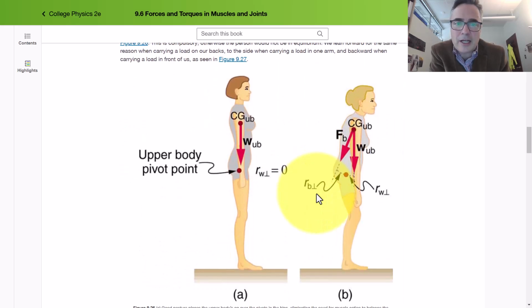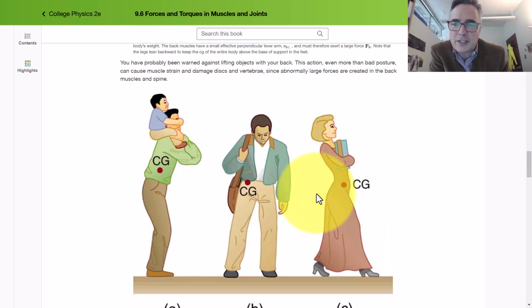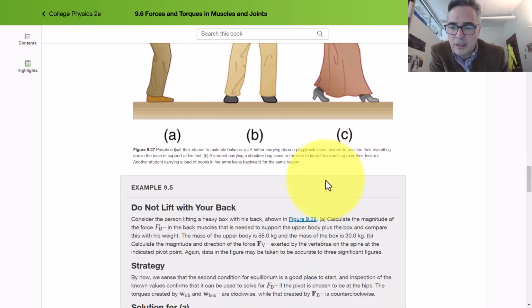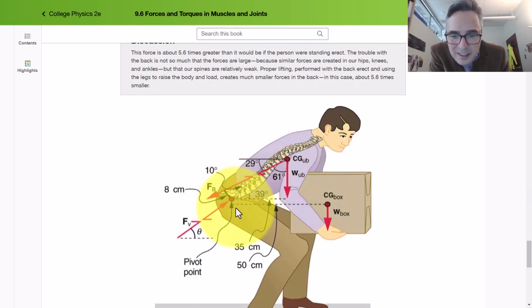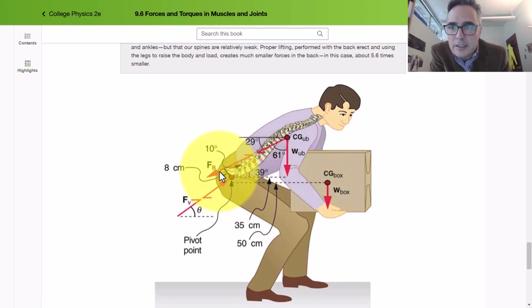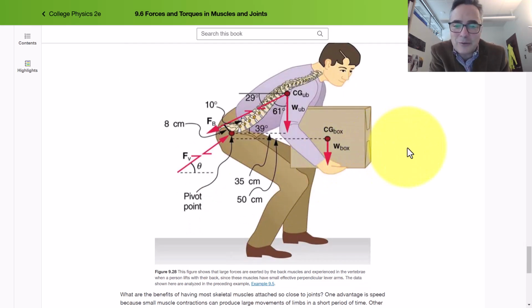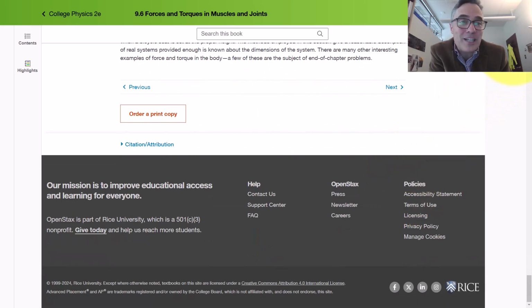And it goes on to actually talk about lifting objects with your back, stability. Again, we're revisiting stability that we talked about last time. And there is a rather complicated little example in which you calculate FB, the force of the muscles here on your lower back, in order to keep your upper body in static equilibrium. And that is it for Chapter 9.